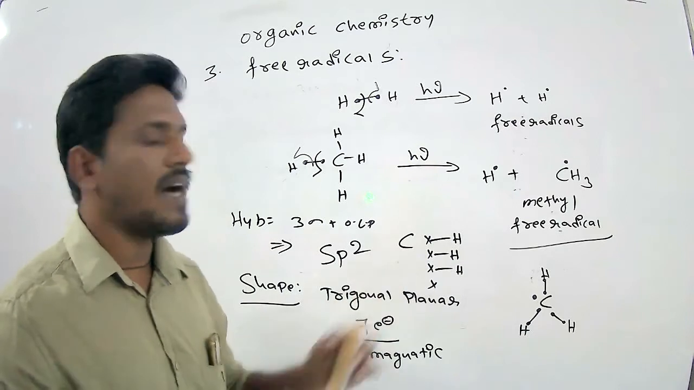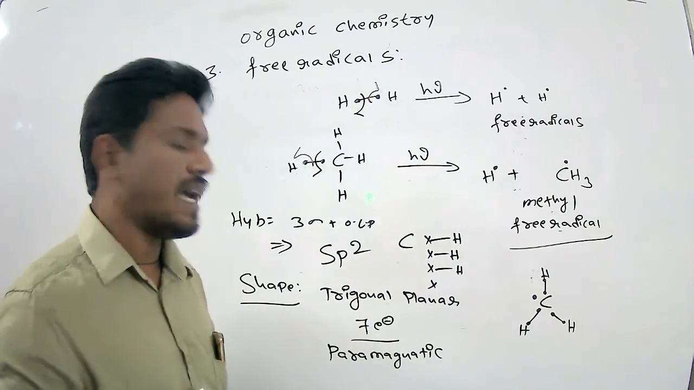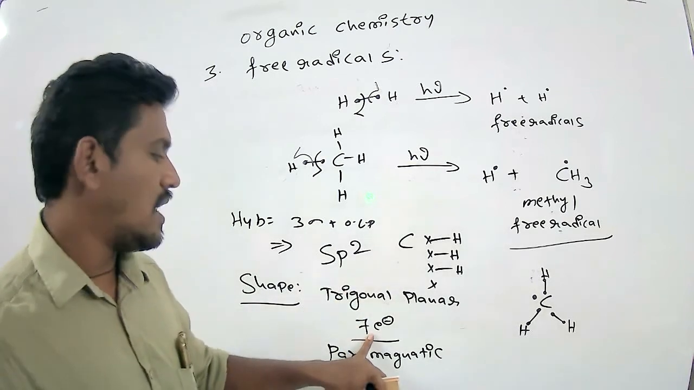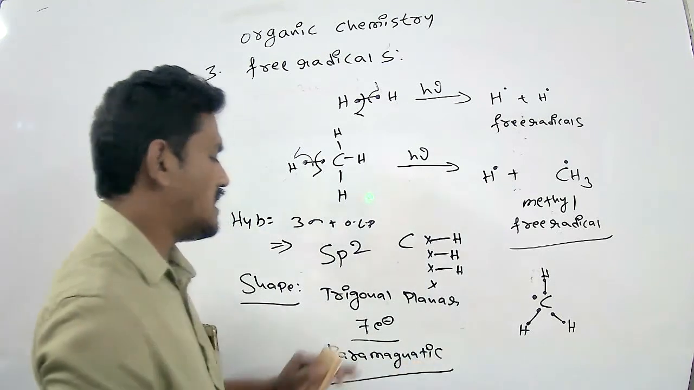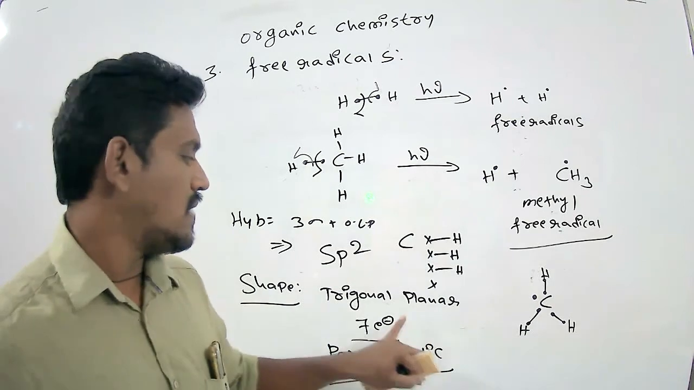In the previous case, like carbocation, there are 6 electrons, so 3 pairs, which is diamagnetic. In the case of carbanion, 3 sigma bonds plus 1 lone pair is 8 electrons, which is also diamagnetic. But this free radical, because of 7 electrons, has 1 extra odd electron, so it shows paramagnetic nature.